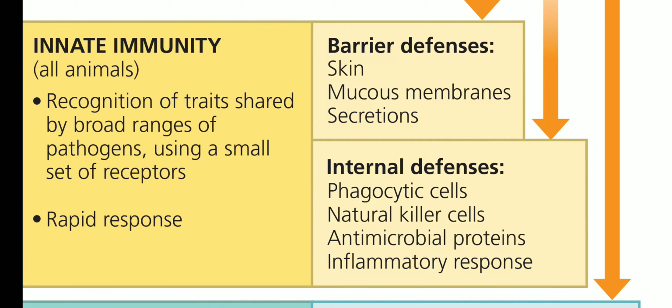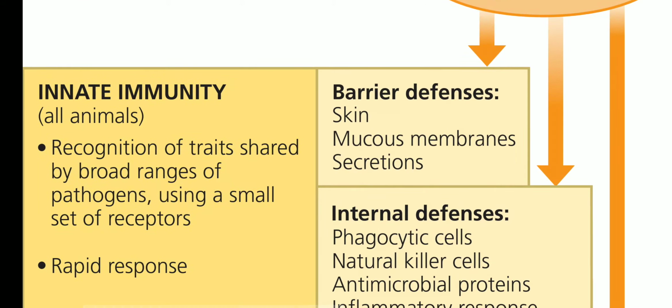In internal defense, the innate immunity components are the phagocytic cells, natural killer cells, the antimicrobial proteins, and the inflammatory response. So these are related to your innate immunity. I have told the answer to you: the phagocytic cells and natural killer cells are the cells which belong to innate immunity. In the case of your barrier defense, the skin, the mucous membrane, and secretions all belong to innate immunity.